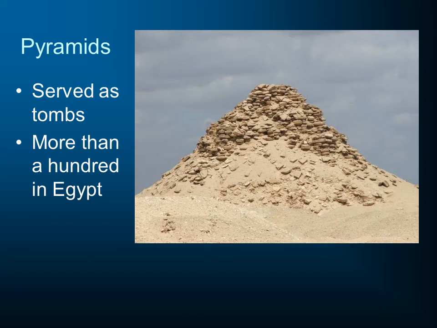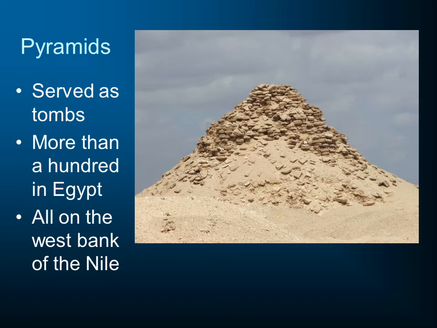There are more than 100 in Egypt, and nearly all of them are found on the west side of the Nile River. The sun set in the west, so that was the place where your body would set, where you would be buried. And they even had an expression, how we talk about how someone passes away. They would say, he went west. And so they're all on the west bank of the Nile River.